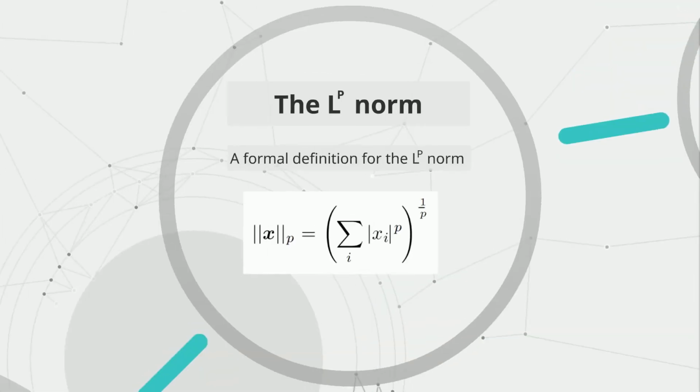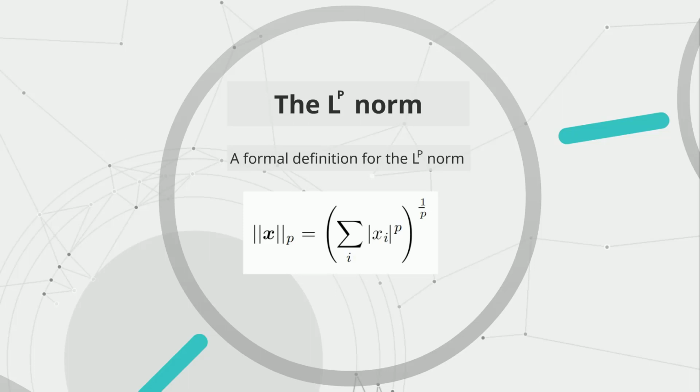All right, so first we want a general formula, and that's the Lp norm. This is a formal definition of the Lp norm. Norms are often denoted, as you see on the left of this equation, by double bars. This is the vector x. It's bolded and lowercase, which is how we know it's a vector. We're taking the norm of it, and we're going to fill in different values of p: 1, 2, all the way up to even infinity.